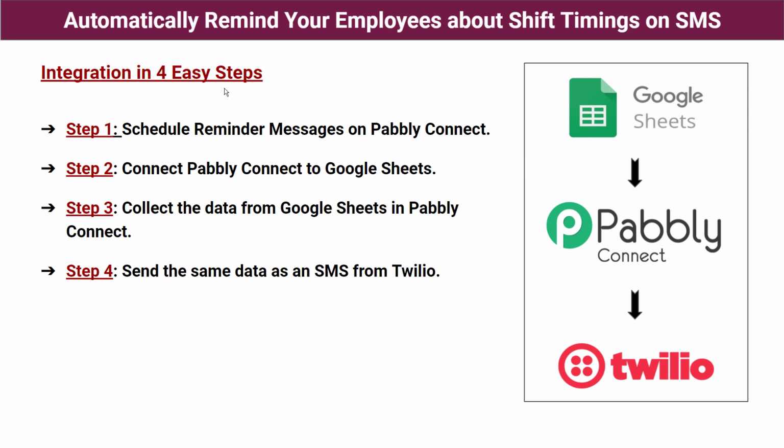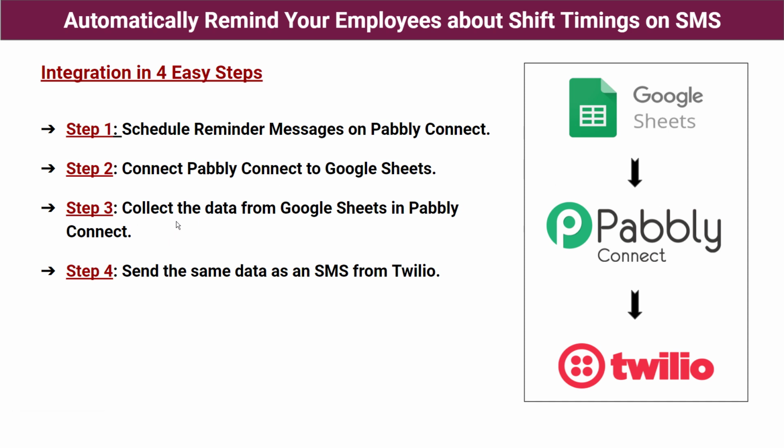So guys, these are the 4 easy steps by which you can also make this integration or connection between Google Sheets and Twilio. So step 1 is schedule reminder messages on Pabbly Connect. So first of all, we are going to open Pabbly Connect and schedule our reminder messages to our employees. Step 2 is connect Pabbly Connect to Google Sheets. Alright, so in second step, we will connect our Google Sheets to Pabbly Connect.